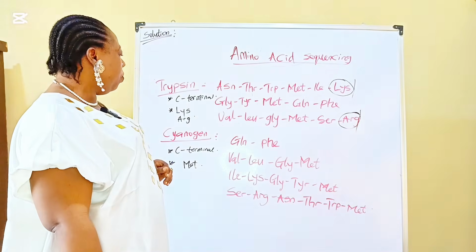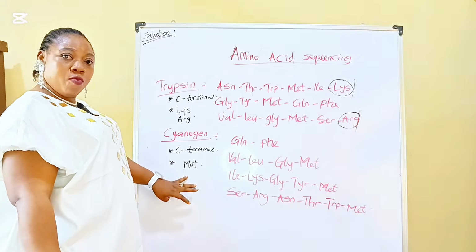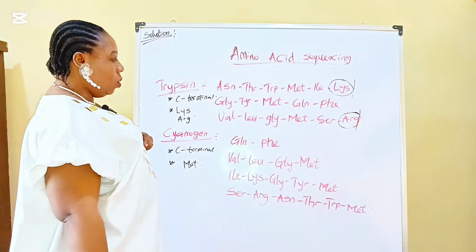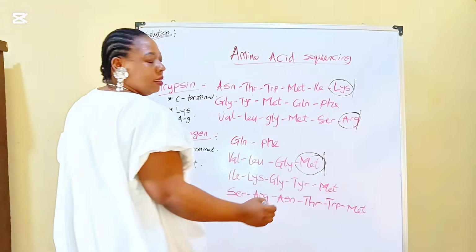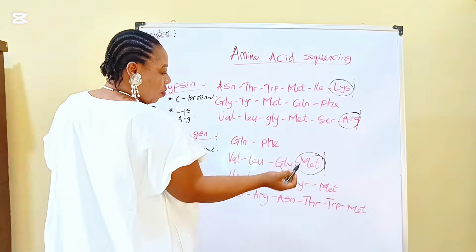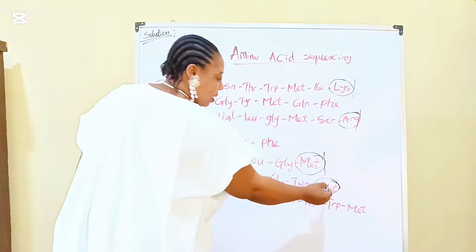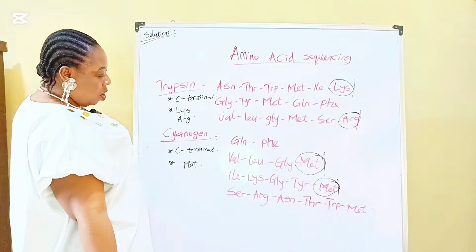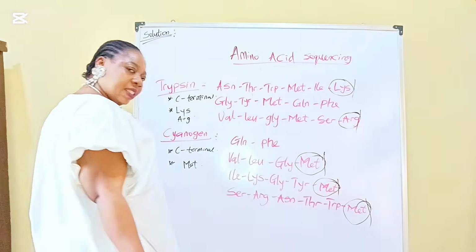Let's move to the cyanogen bromide. Did we have methionine? Because methionine is what we'll be looking for here. Did we have methionine? Yes. That means there was a cleavage at the C terminal. Did we have any other methionine? Yes. That means there was a cleavage at the C terminal again. Did we have any other methionine? Yes. A cleavage at the C terminal.